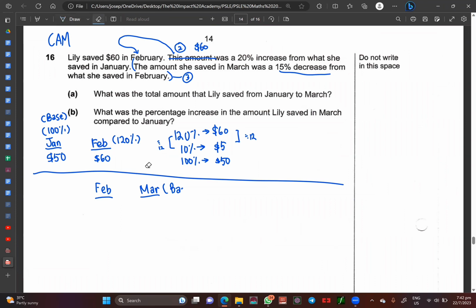Okay, so March is not the base. February is the base. If February is the base, February is 100%. And do you remember February is still $60? Then what is March? March will be 100% minus 15%, and that gives me 85%. Teacher Joseph, why is February still $60? Just now 120%, now 100%.